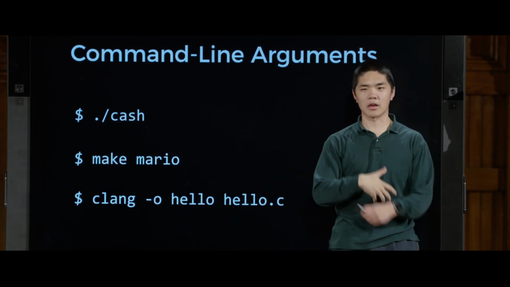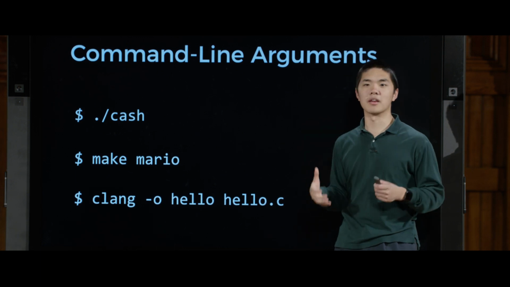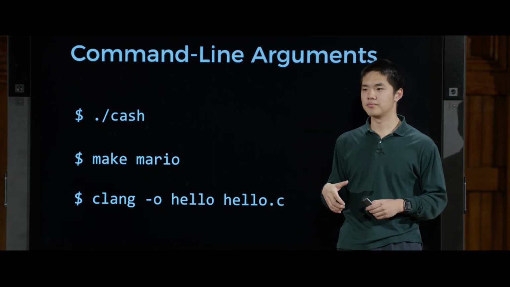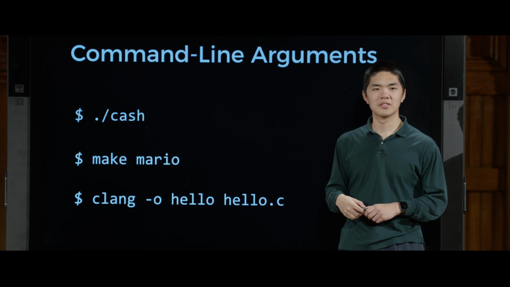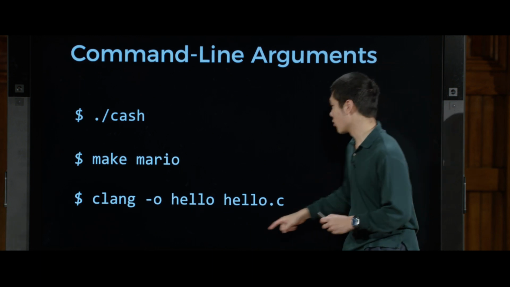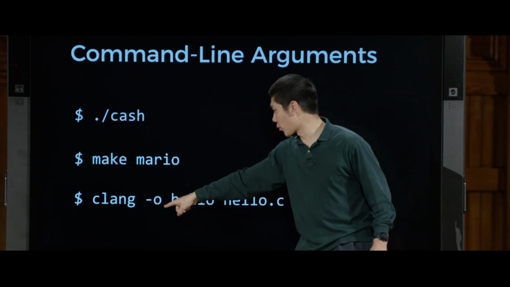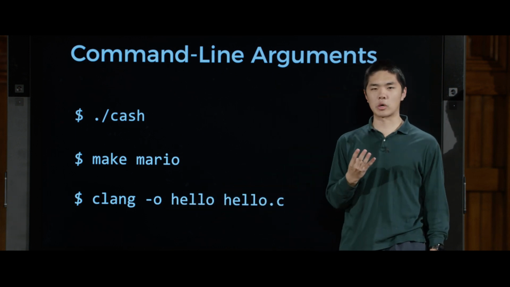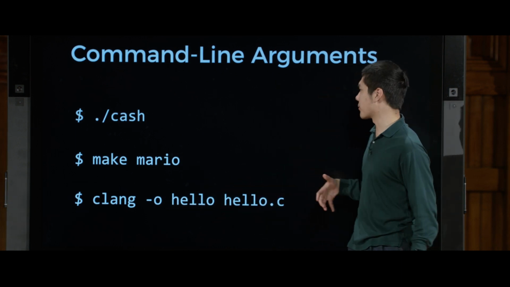And then what about for this example? clang -o hello hello.c, compiling the program hello. What is argc, the argument count? Yeah, 4, great. 1 for clang, the -o is a second one, hello and hello.c make a total of 4. So how do we actually use that information?